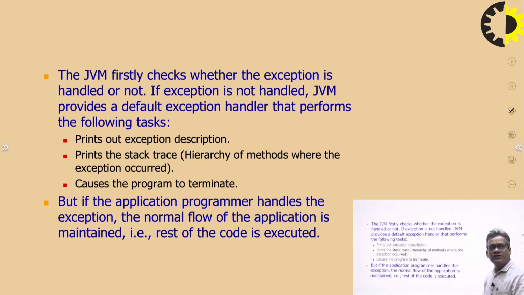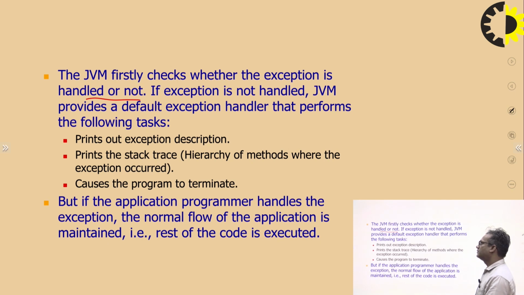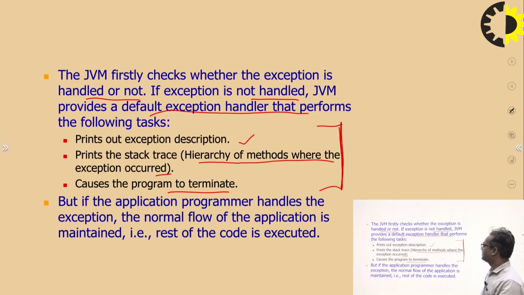So JVM first checks whether the exception is handled or not. If the exception is not handled, JVM provides the default exception handler that performs the following tasks. First, print out the exception description. Second, print the stack trace, that is the hierarchy of methods where the exception has occurred. And third, cause the program to terminate, right? So if you are not handling your exception, these three steps will be followed by the JVM.